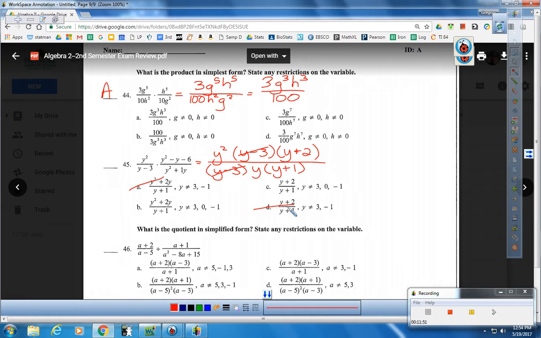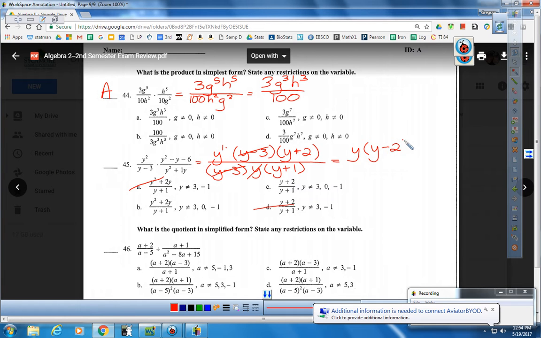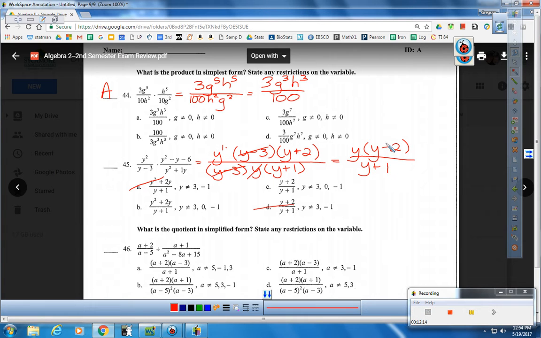Okay. In the numerator, I still have this y squared. In the denominator, I have this y. So this y will actually cancel out. And 2 minus 1 is 1. So this is going to turn into y to the first power. Right? So the numerator actually becomes y times y minus 2. And the denominator is still y plus 1. Well, y times y minus 2. Y times y plus 2 is y squared plus 2y over y plus 1. Our answer is B.